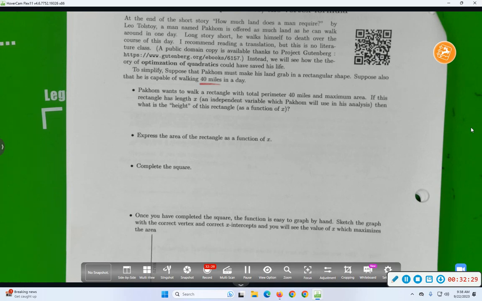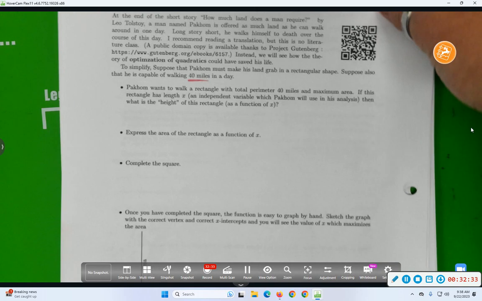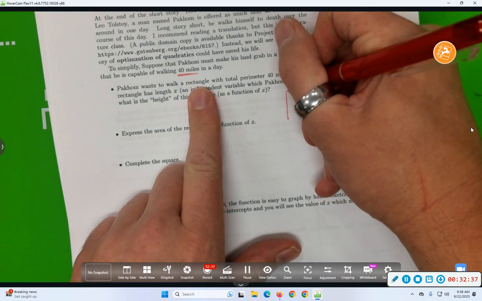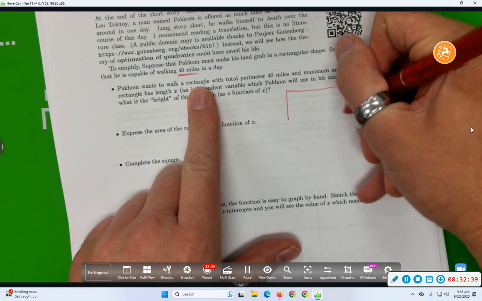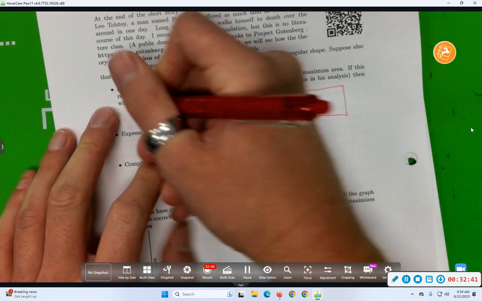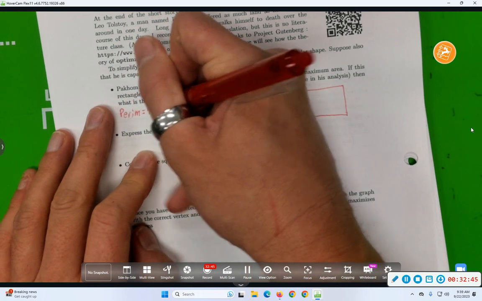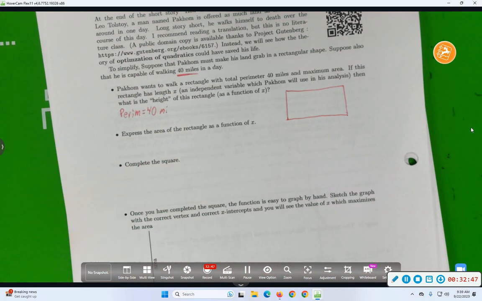All right, well, let's walk it up then. So, he's going to cover a rectangle. Let's draw a picture of it. There's this rectangle. Its perimeter will be 40 miles. We want to maximize the area. And, well, let's try to build a function that models this.